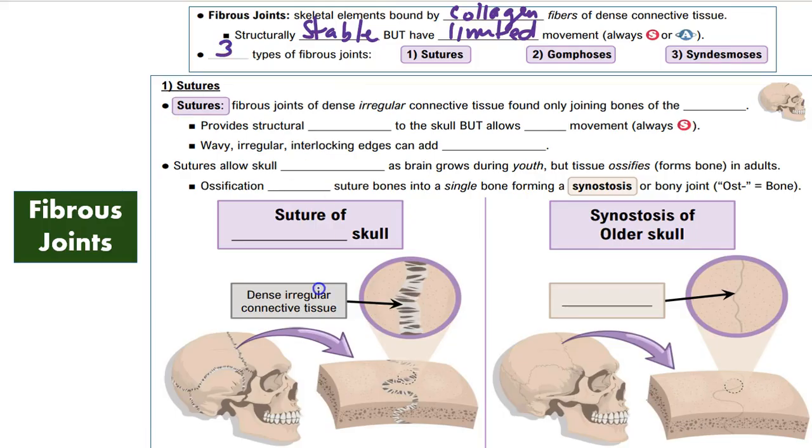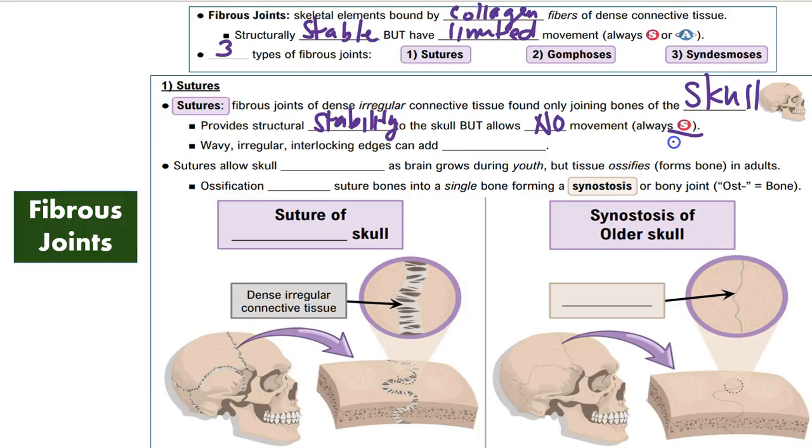And sutures are one that we already know about, because when we're thinking about our skull, we said that the skull bones are coming together through suture joints, okay? And these are fibrous joints of dense irregular connective tissue found only by joining bones of the skull. That's going to be our main focus here. Again, it's going to provide structural stability. You see this happen often, but it allows no movement because these are specifically synarthroses, okay, in function.